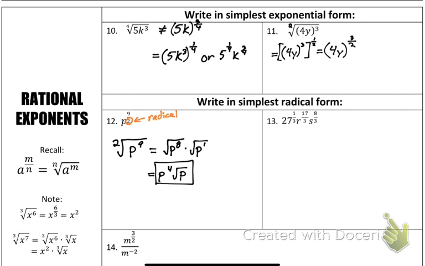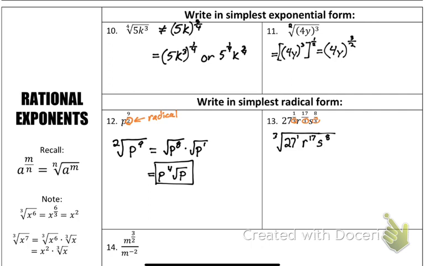So right now, in order to put this under one radical, they all have to have the same denominator. So I have a 3, a 3, a 3. That means it's a cube root problem. So we're going to have a 3 root. I'm going to have 27 to the 1st. I'm going to have r to the 17th. And I'm going to have s to the 8th.